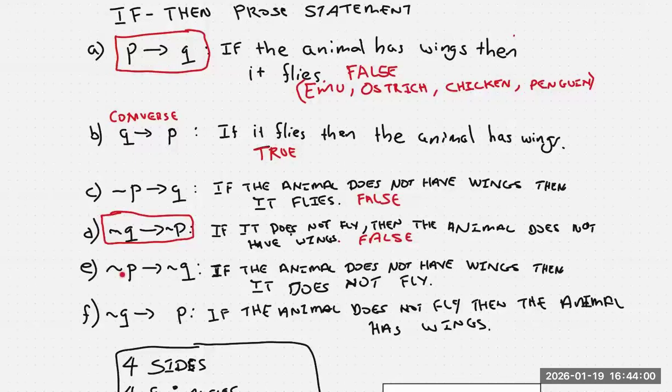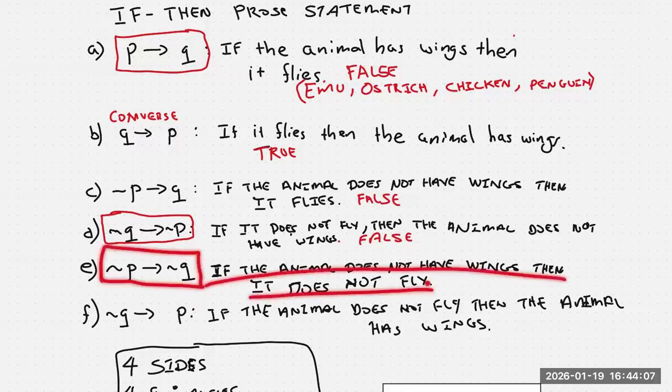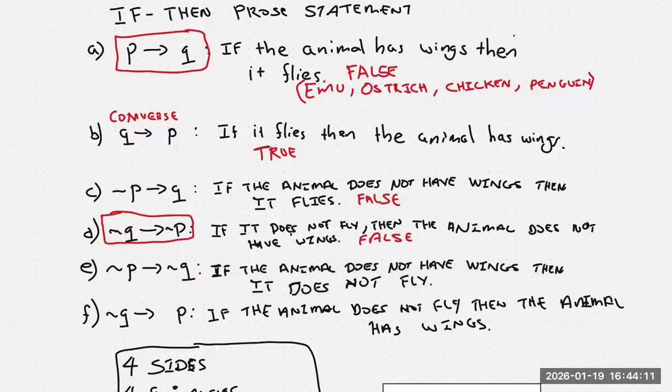All right, let's check the next one. I'll give you guys some work now. Not Q imply not P. This business here. Is this true or false? If the animal does not have wings, then it does not fly. Is that true or false? E. We're checking E. The animal does not have any wings, then it does not fly.